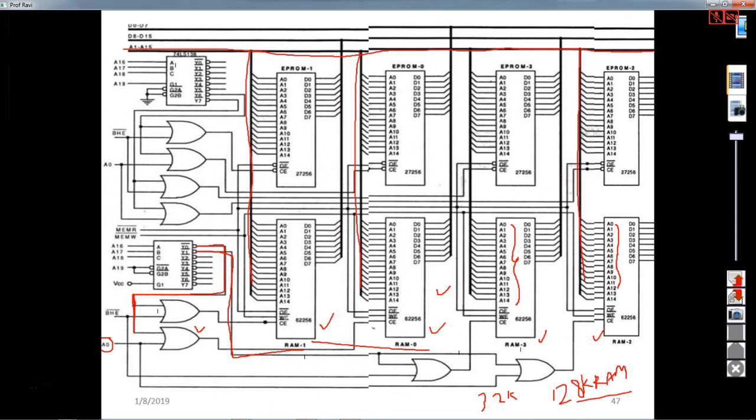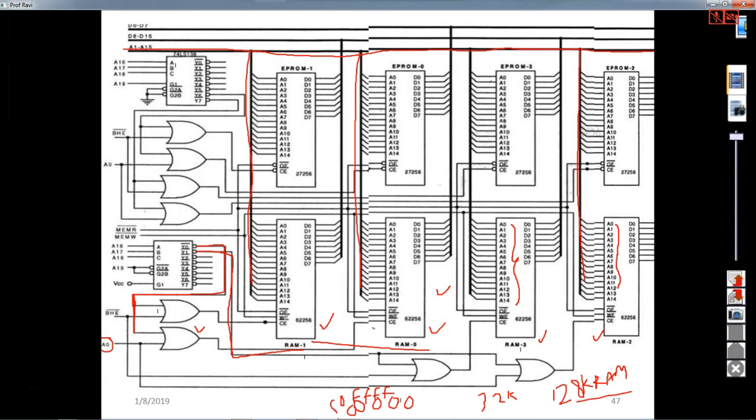So the lower 64K means 00000 to 0FFFF, then 10000 to 1FFFF, that is of 64K. So this memory, you can map into 00000. This RAM 0 and RAM 1 to 0FFFF.